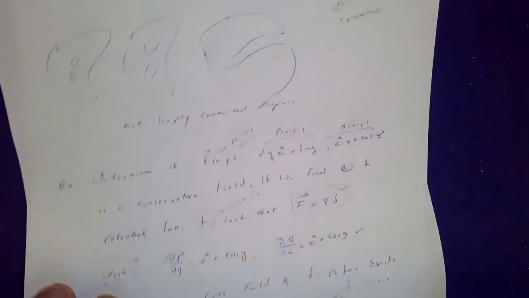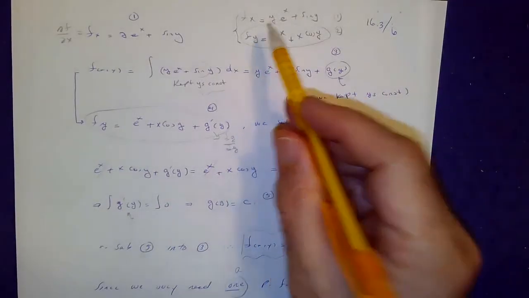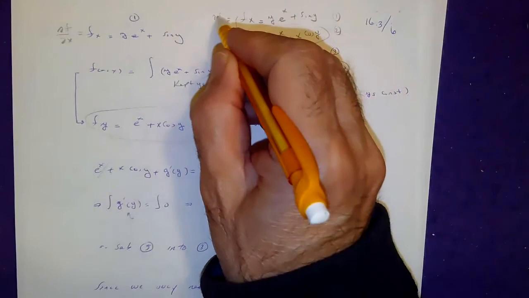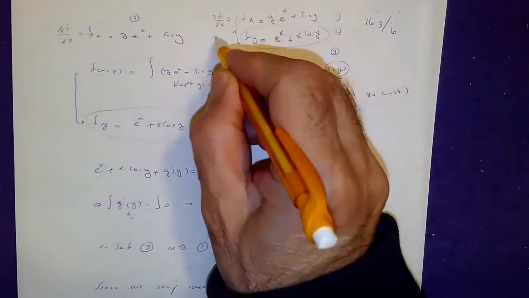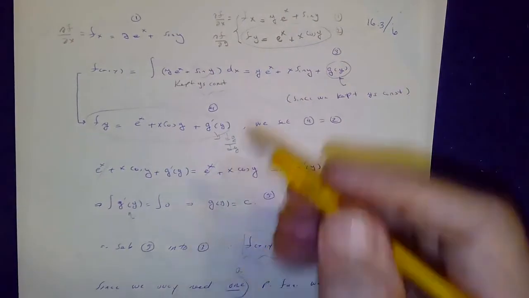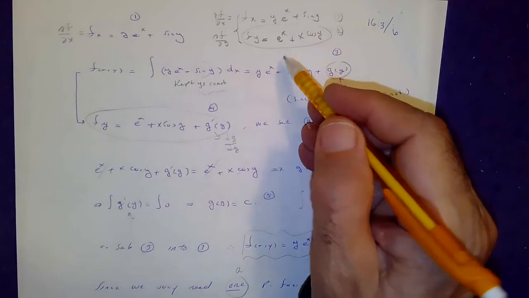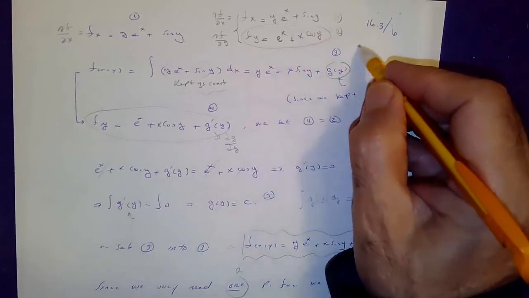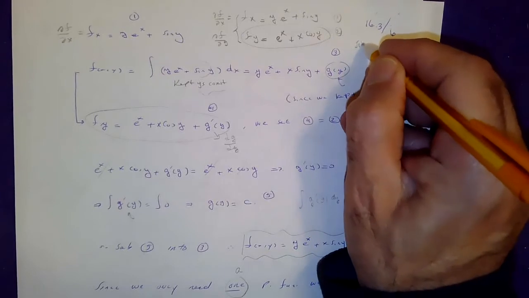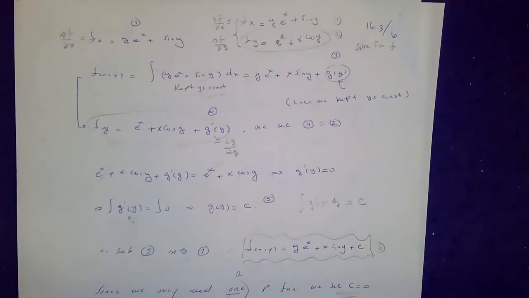So what that means is you have two equations with partial derivatives in them. This guy is the partial derivative of f with respect to x. This guy is the partial derivative of the same function with respect to y. So this is called a system of partial derivatives. And the objective is to solve for f. So how do you do that?